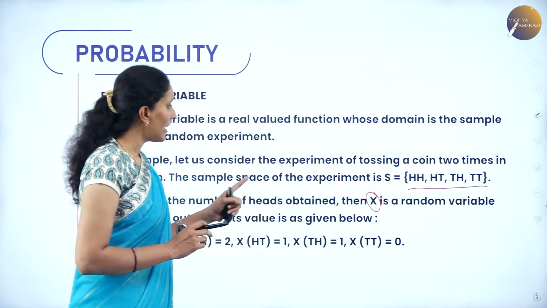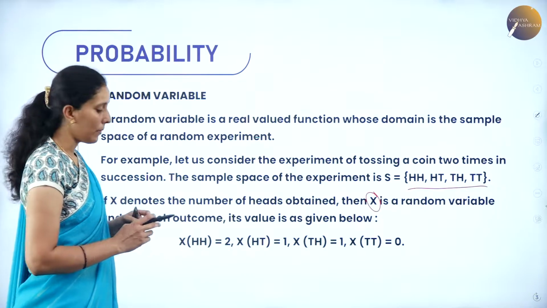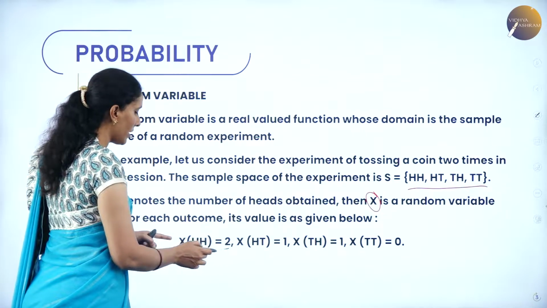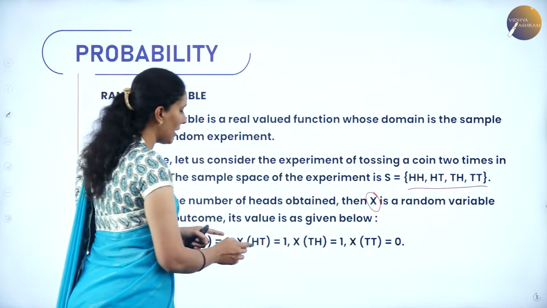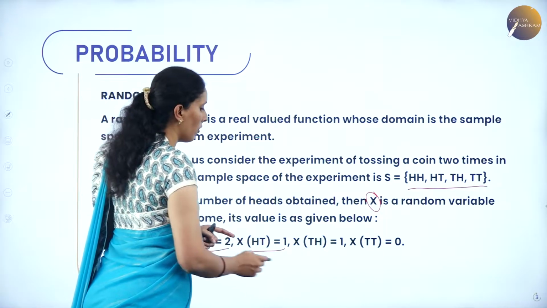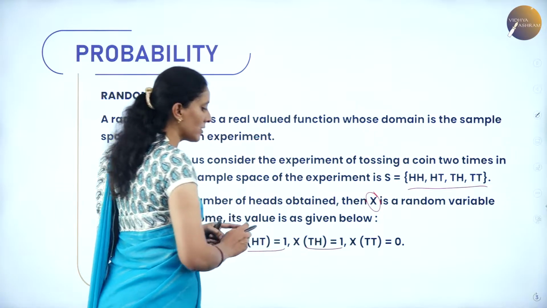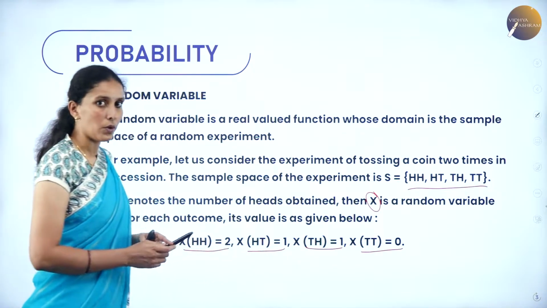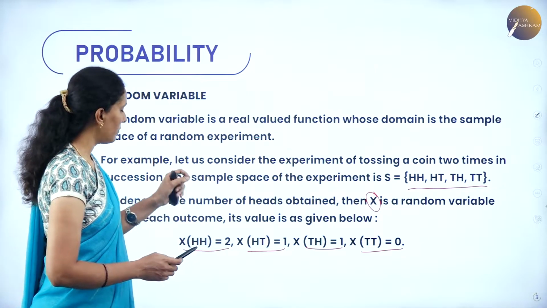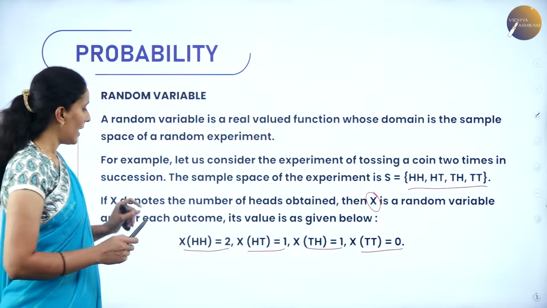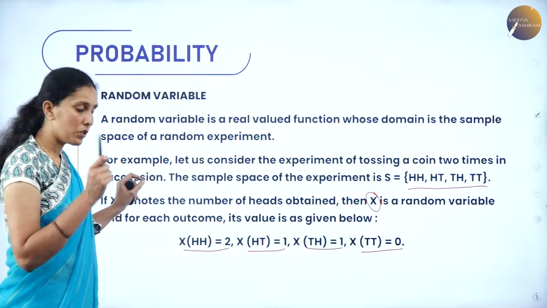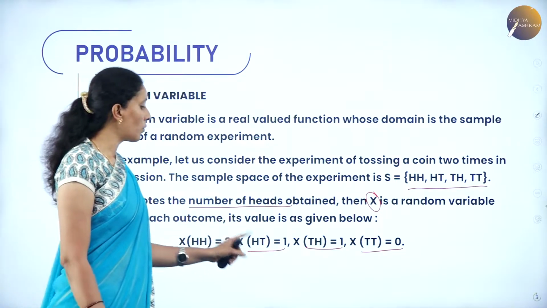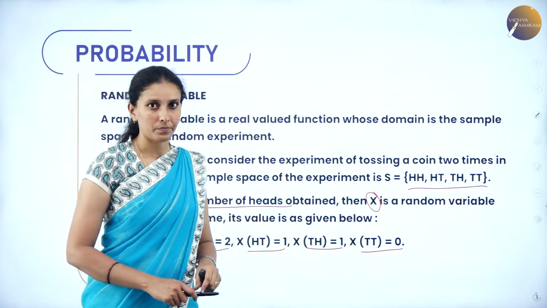Now, here when I say X is the random variable, for the first outcome, the number of heads is 2. For the second outcome, the number of heads is 1. For the third outcome, the number of heads is 1. And for the fourth outcome, the number of heads is 0. So this is what the random variable is. When I say X is the random variable which denotes the number of heads in each outcome, this is the value we get.